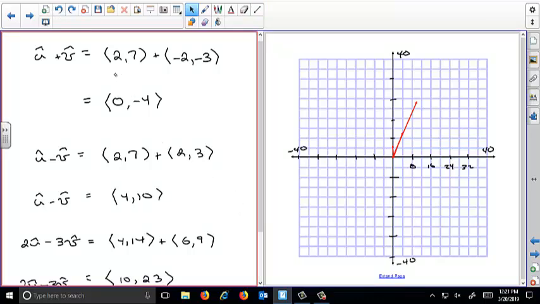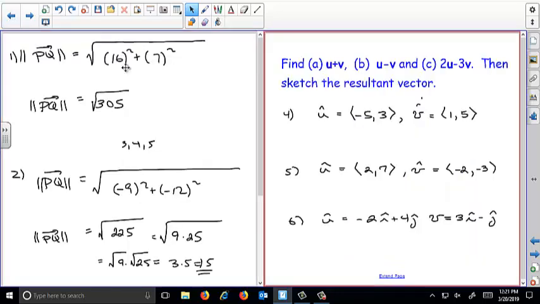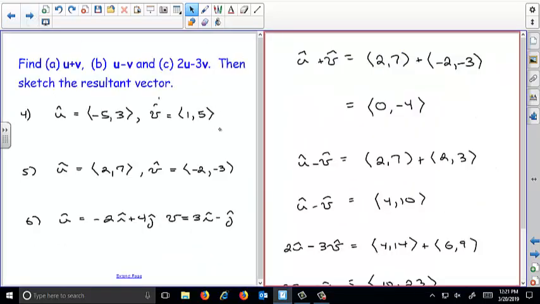Let's double check, make sure that I didn't do anything wrong here. So you've got u. Let's go back here, double check. So we've got 2, 7 plus this, so you get 0 and oh, there you go. That's the problem right there. That should be 4. I don't know how I got that. We'll fix that in a second.